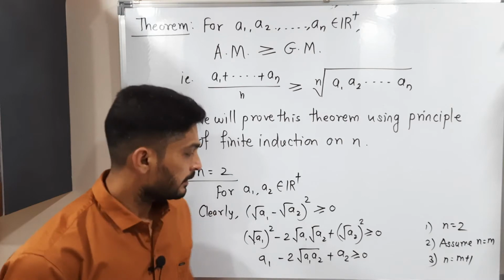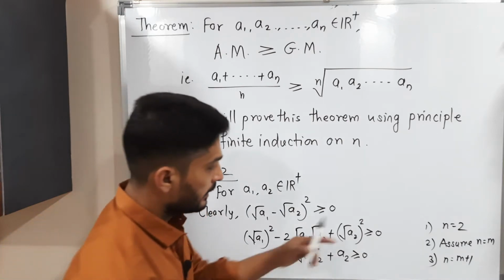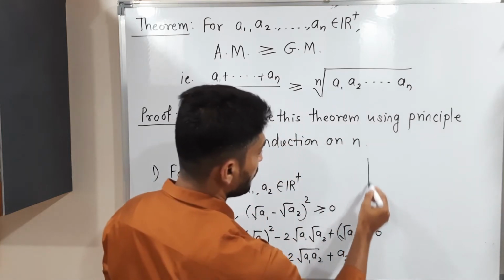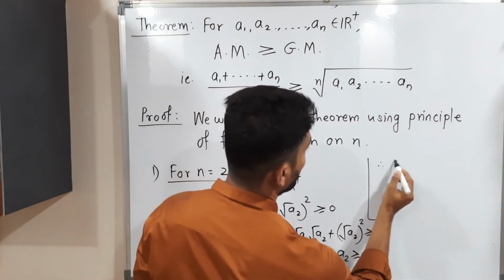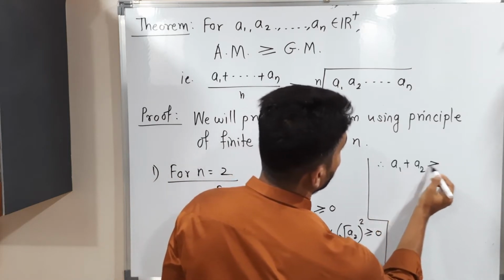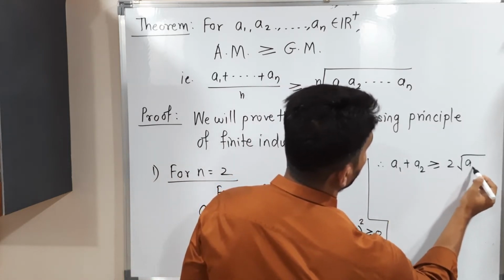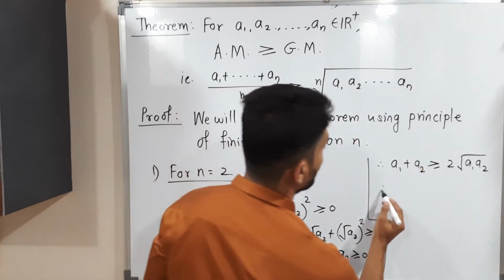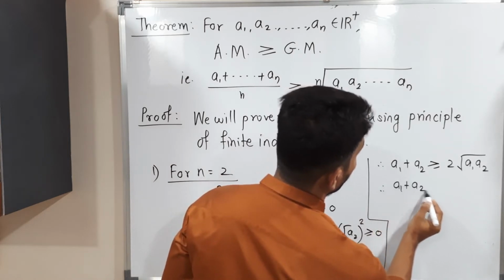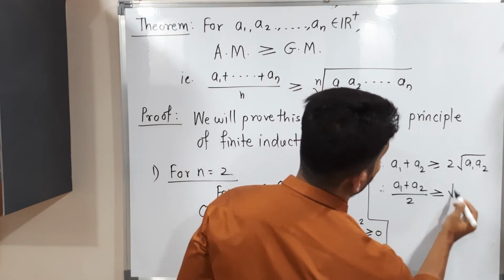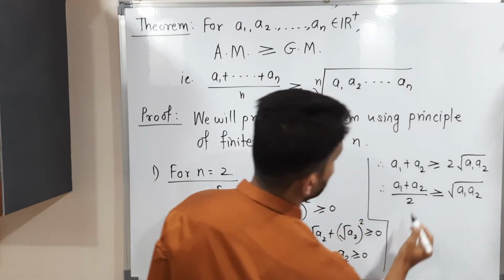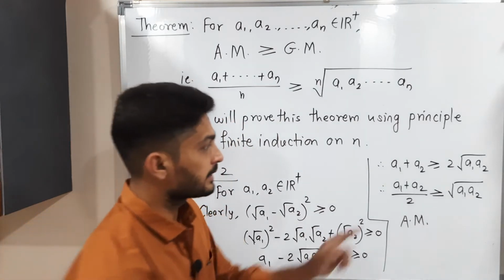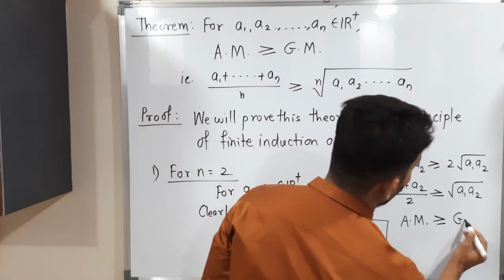After that, what will I do? The middle term I am going to shift to that side. Let me remove this part, it's not required now. So I will write the remaining part here. Therefore, a1 plus a2 is greater than or equal to 2 root a1 a2. After that, I am going to shift this 2 to this side. So therefore, a1 plus a2 divided by 2 is greater than or equal to root a1 a2. This is nothing but the arithmetic mean of two real numbers, and this is nothing but the geometric mean of two real numbers.